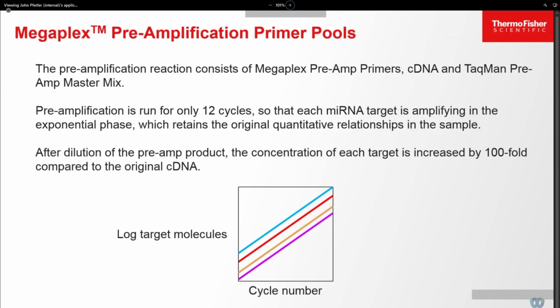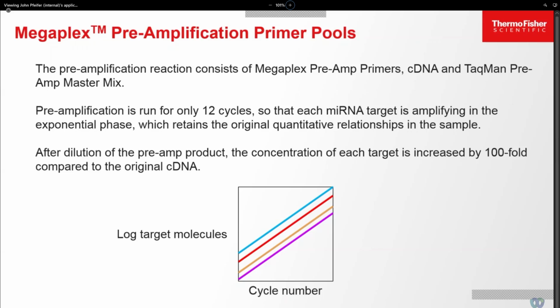So the way this works is, you set up a pre-amplification reaction, and again, we have the preamp primer pools for the microRNAs. They're also called megaplex. So again, we've got two megaplex types. There's the megaplex reverse transcription primer pools. We also have the megaplex preamp primers, which match up with cards A and B for human or rodent.